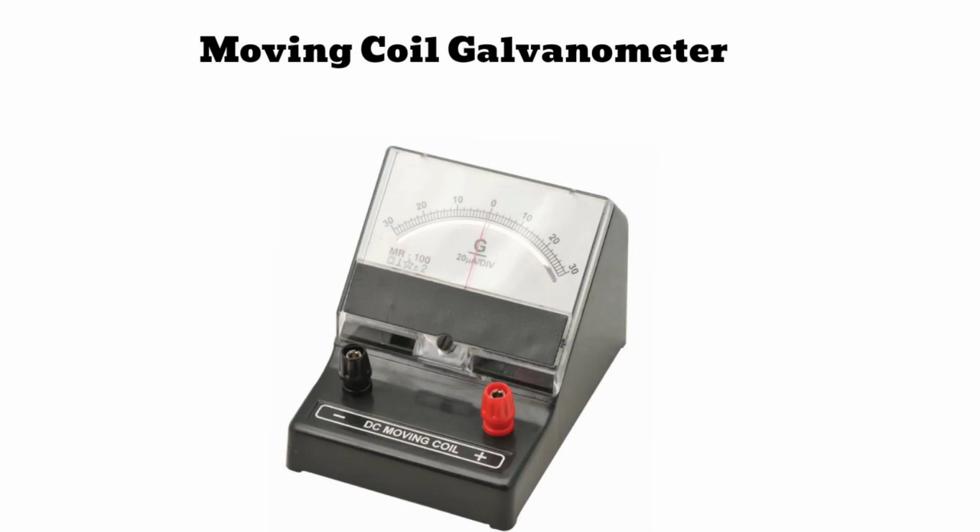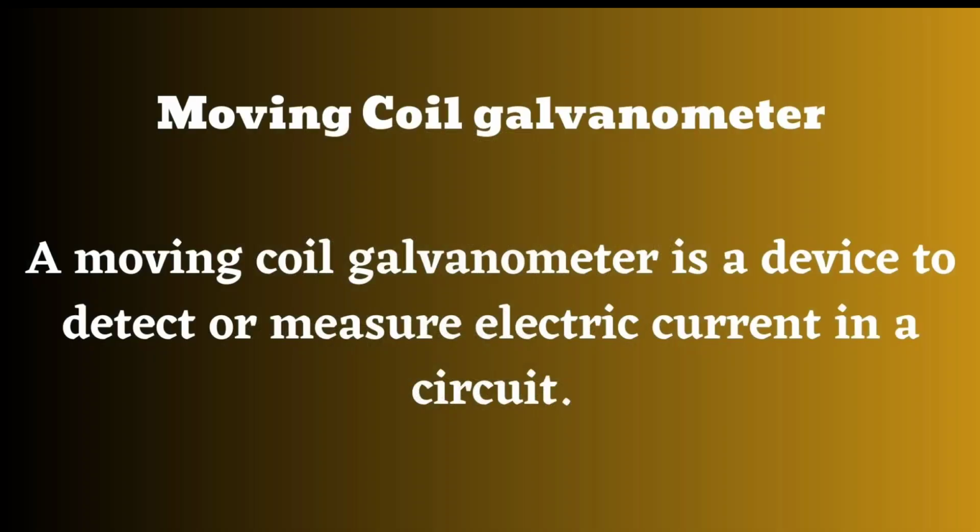This is the third part of the chapter Moving Charges and Magnetism. In this part, we are going to discuss the moving coil galvanometer: what the moving coil galvanometer is, its principle, construction, theory and working. A moving coil galvanometer is a device used to detect or measure small electric current flowing in an electric circuit.